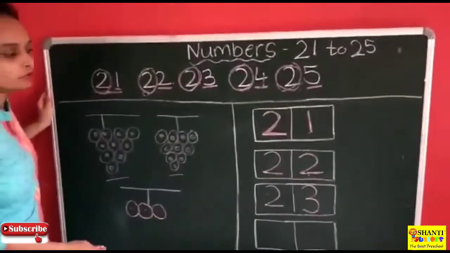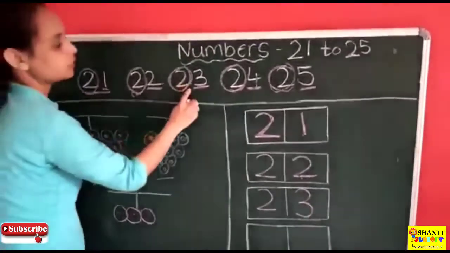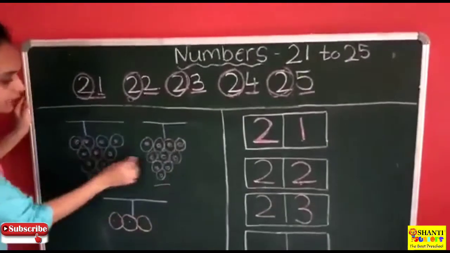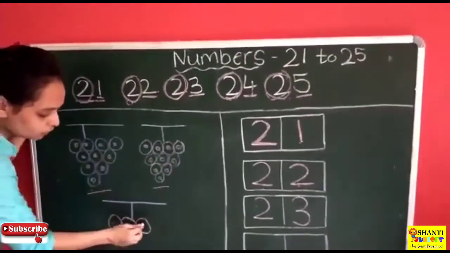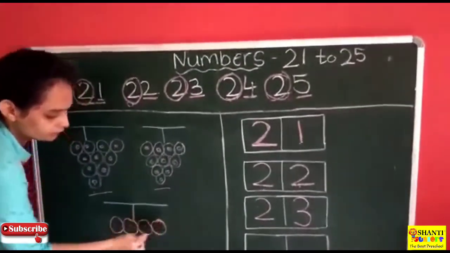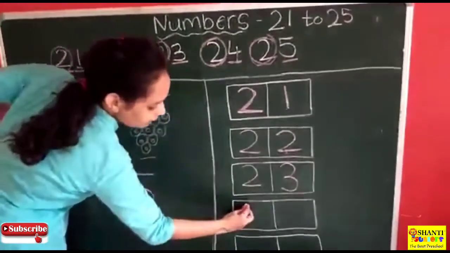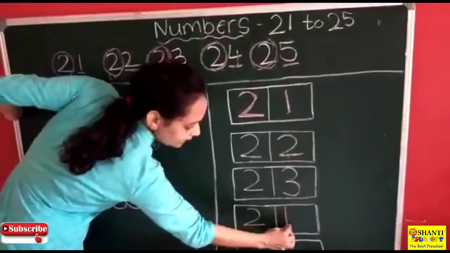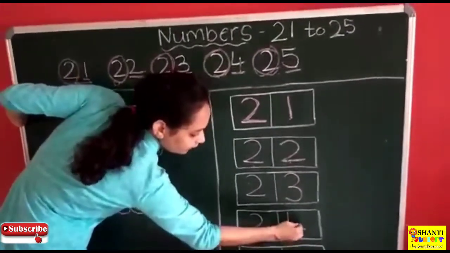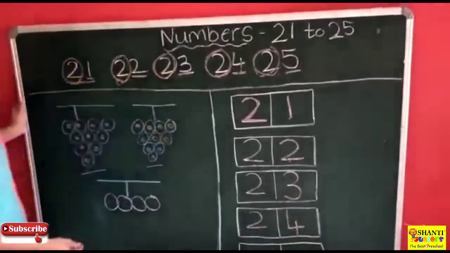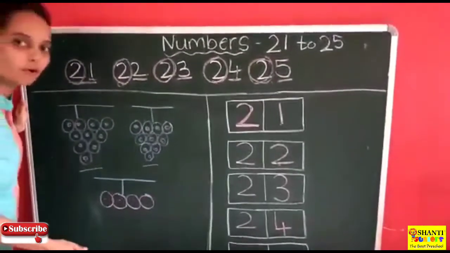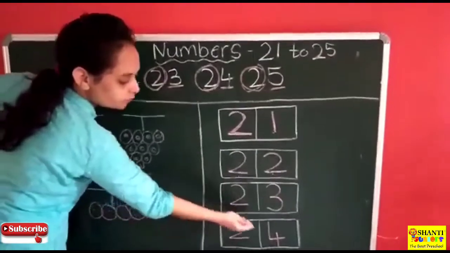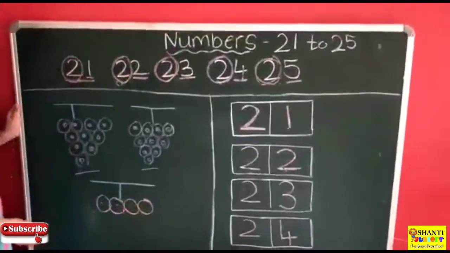Now 24, children, because it's after 23. So this is 20 and 1, 2, 3, 4. 24. How to write 24? Curve, slipping line, and 4: standing line, slipping line, and middle standing line. It becomes 24. So it's very simple. You have written the number 2 and you have written the number 4 also.